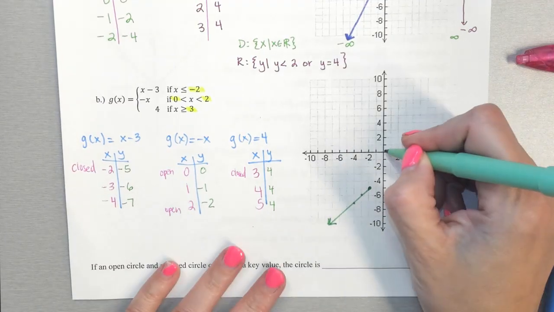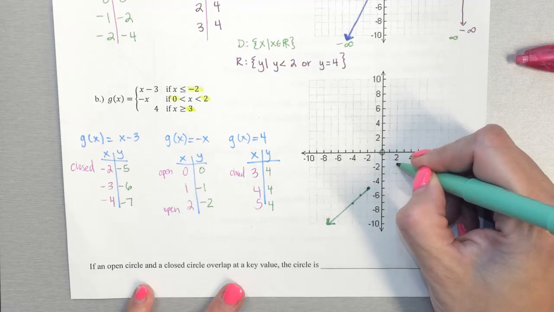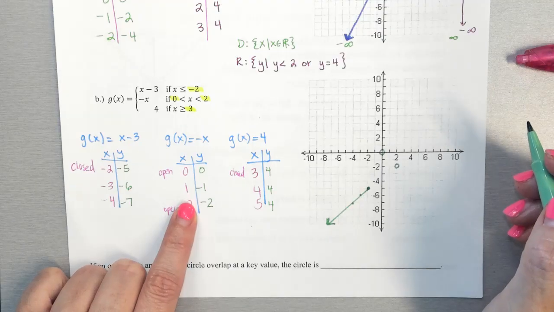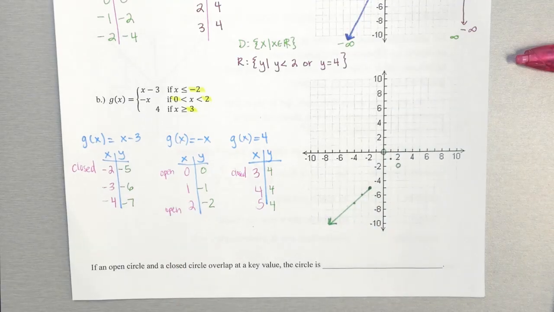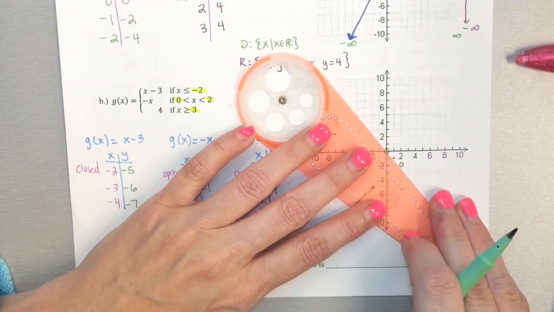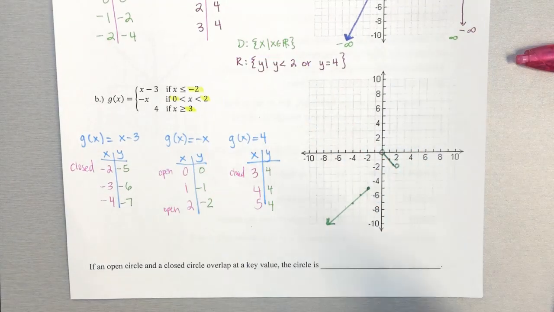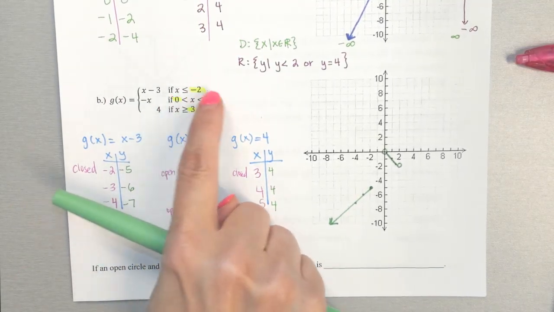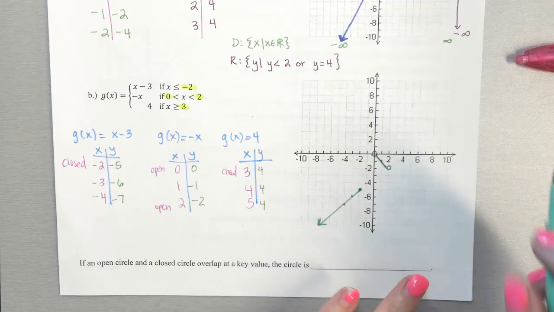Okay, and then I need an open circle at 0, 0. So I'm going to make that open. At 2, negative 2, I'm also going to make that open. You do not make the middle one open, okay? It's only the key values. So 1, negative 1 is just a point, okay? You can also just connect those together. The only time you'll have the open and closed is if it's a key value. So you have 1, 2, 3, 4 key values that you have on there. Everything else is just a normal point there.